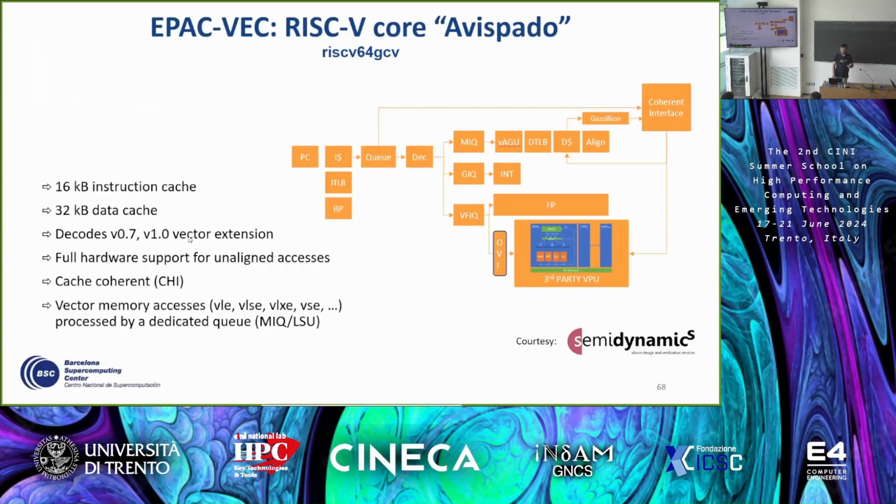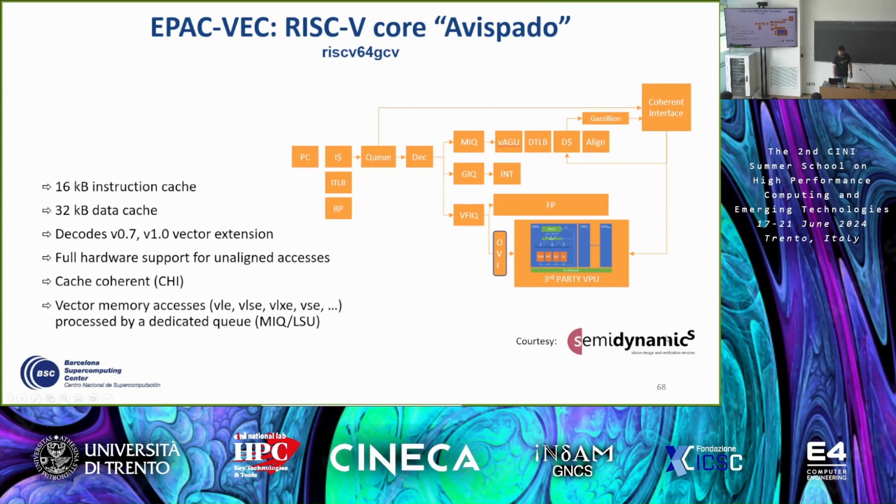And now I go to the architecture of what we have. The core is called Avispado, a RISC-V core, more complete than what I was presenting at the beginning. It not only supports the 49 instructions, but way more than that.